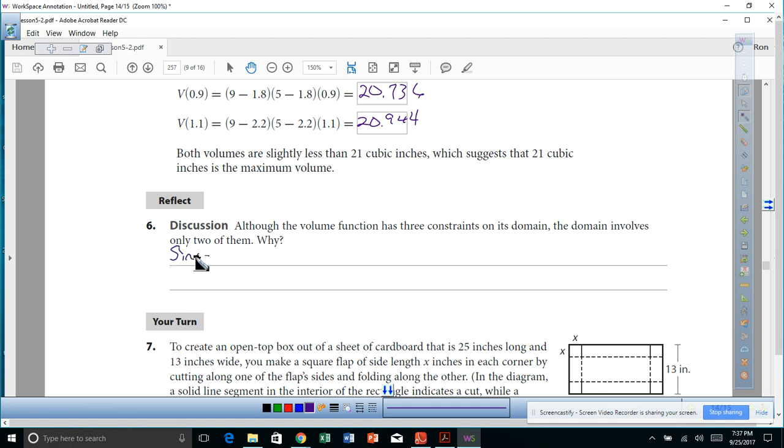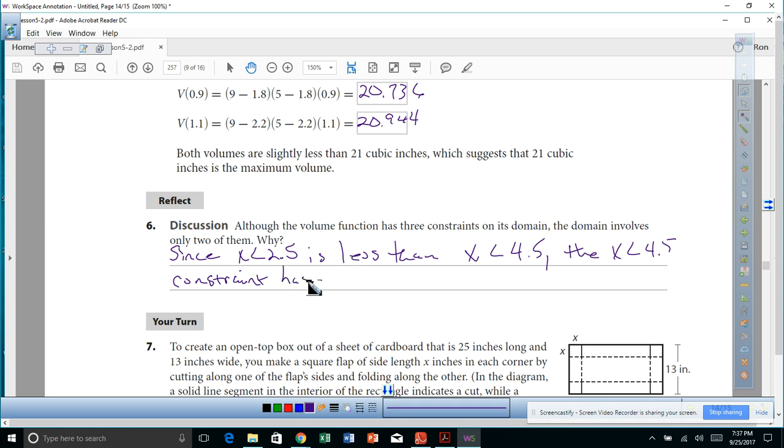Since x is less than 2.5 implies x is less than 4.5, the x is less than 4.5 constraint has no impact on the domain.